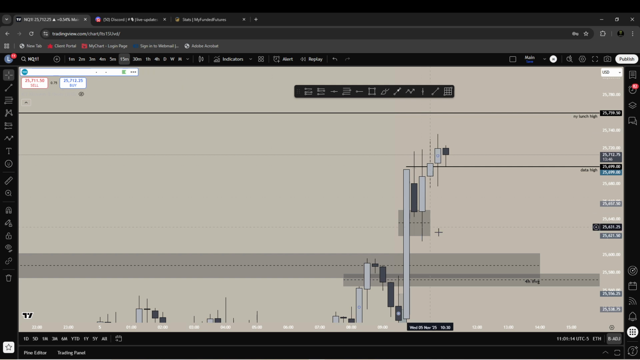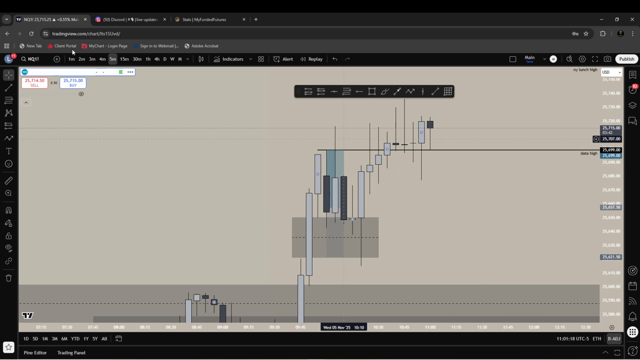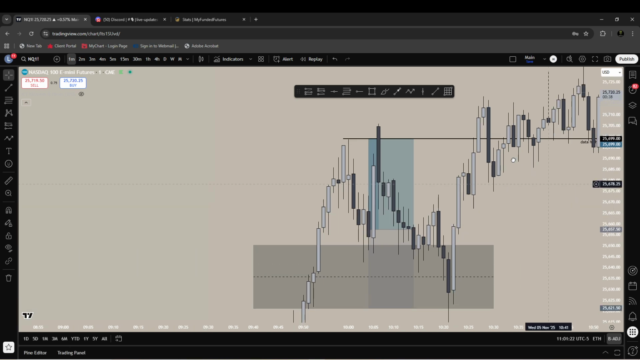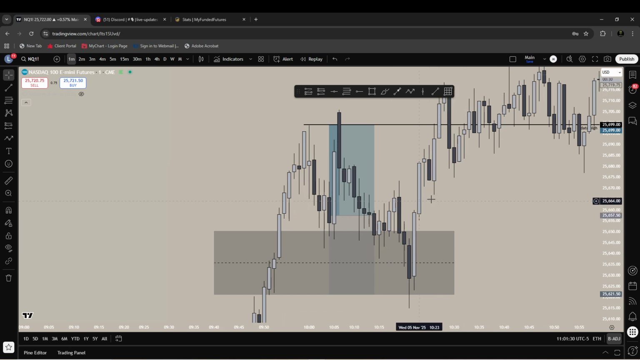We end up pulling back into this 5-minute bullish FVG right here. Again, we take entry. As soon as price starts to reject right here, I think my entry was at 57 or 58. I run stops below the 5-minute gap right here, and I hit one take profit on these data wicks right here. So that only ended up netting me about 1.1 R.